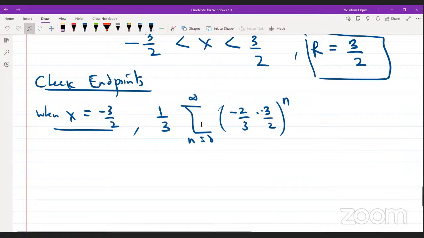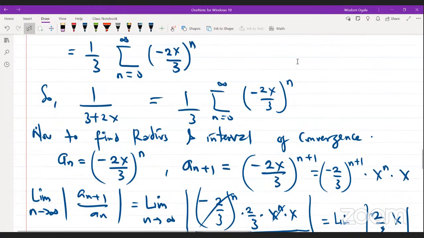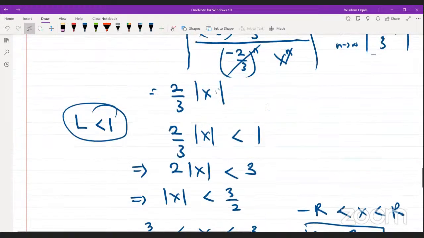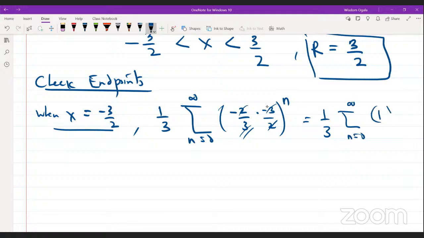Okay, so let's back up a little bit and make sure that everything is good. Okay, this is negative 2. X is negative 3/2. Yes. Okay, so we're good. This guy takes off this guy, this guy takes off this guy. So that means I do have a 1/3. Okay, this is 1 to the power of n.